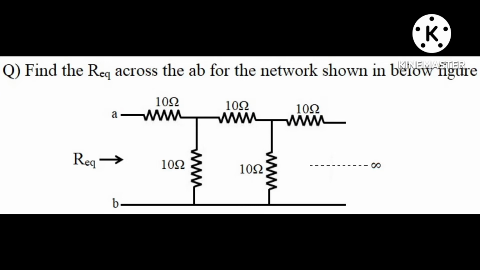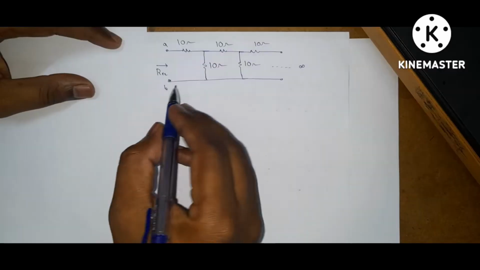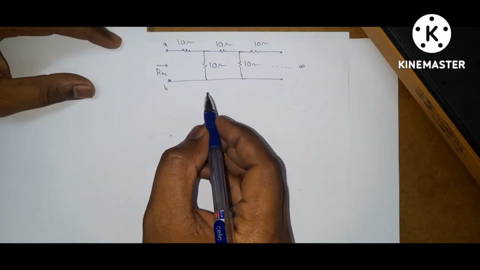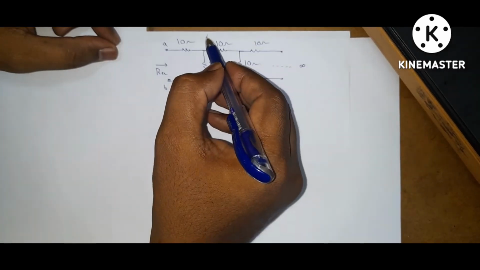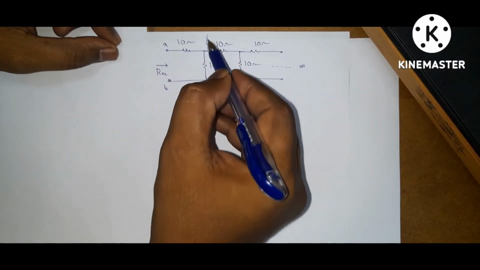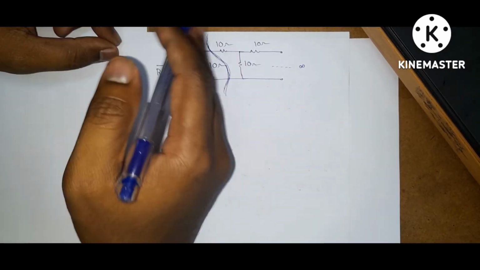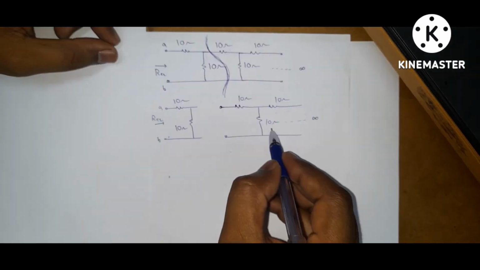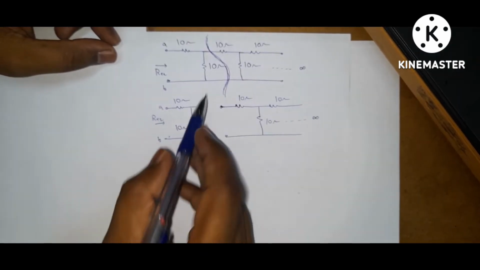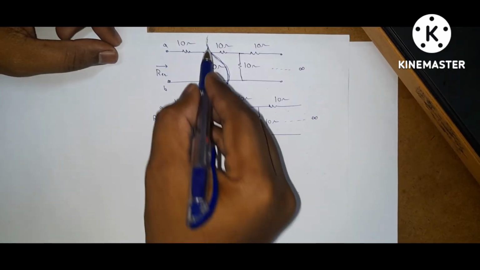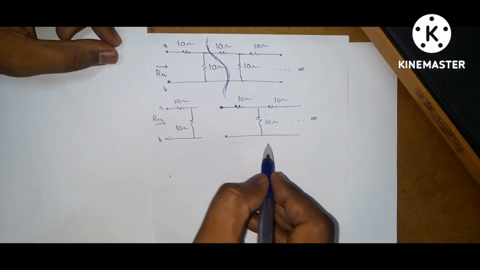Hello everyone, I will discuss some more problems on the equivalent impedance point of view. The next question is: find the R equivalent across AB for the network shown in the figure. This is the given circuit. Suppose we cut the left portion of this circuit, what is the remaining circuit? If we cut this left portion, then you will get this circuit.